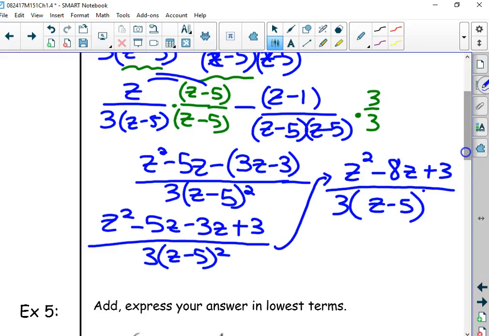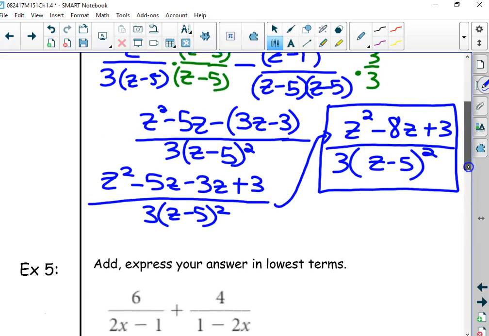Now, that quadratic in the numerator is not factorable. So we're not going to bother factoring it. We're just going to leave it like it is. Even if it were factorable, it's not going to cancel either of my denominator factors. So I'm not even going to bother. Because with that plus 3 in the numerator and negative 5 as one of my factors, not ever going to work.